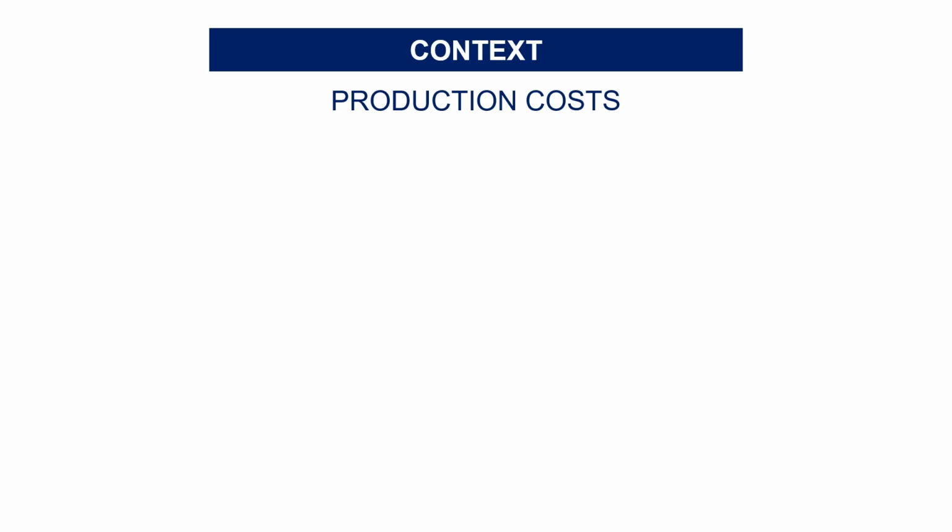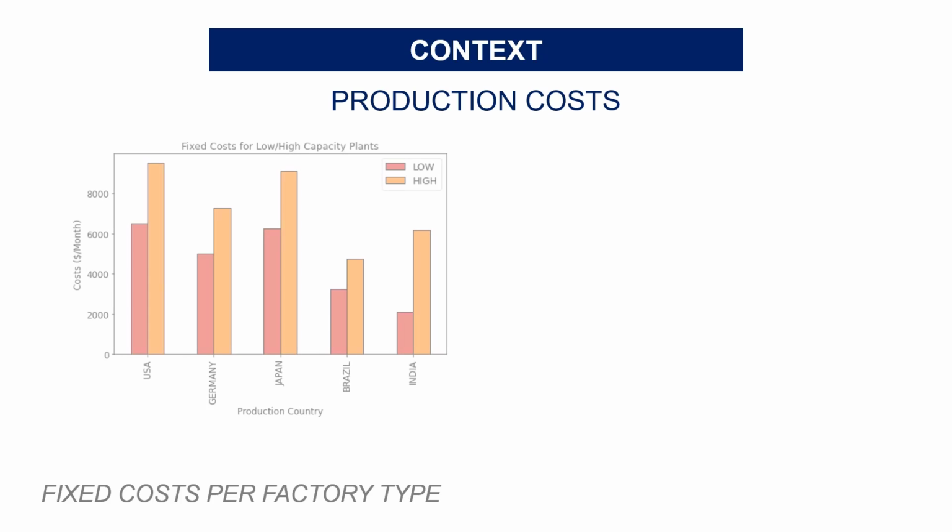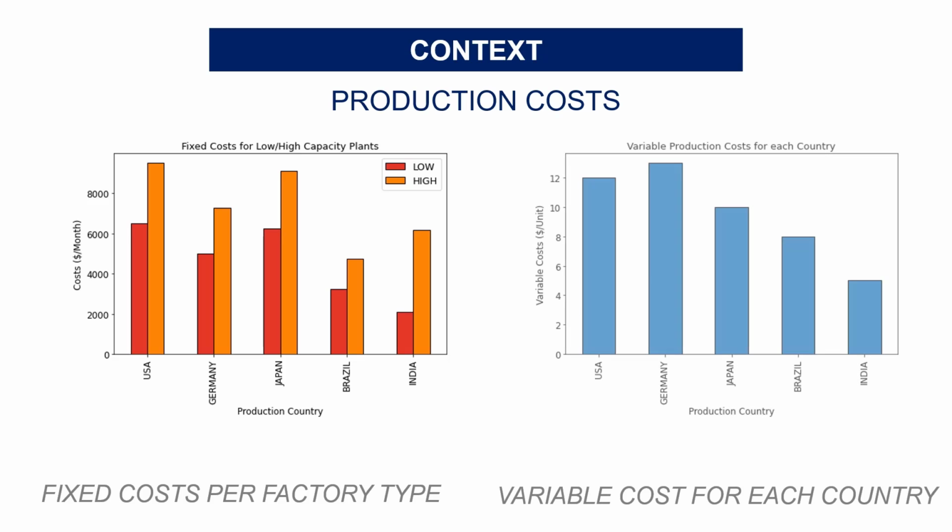Your choice of manufacturing locations will impact your production costs. The fixed cost depends on the location and the factory size. It's quite interesting to see that a high capacity plant in India has lower fixed cost than a low capacity plant in US or Japan. And you have the variable costs, mainly driven by the cost of workforce. They are the highest in Germany and the lowest in India. If these were the only parameters, the choice would be easy. You outsource to cheap labor and low fixed cost countries.